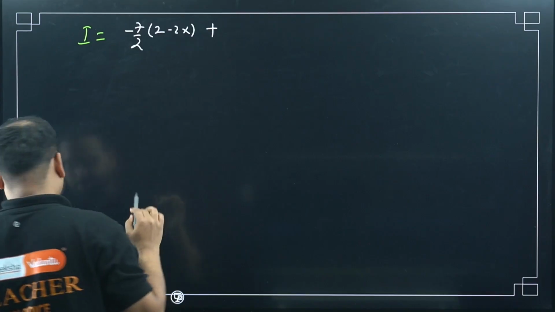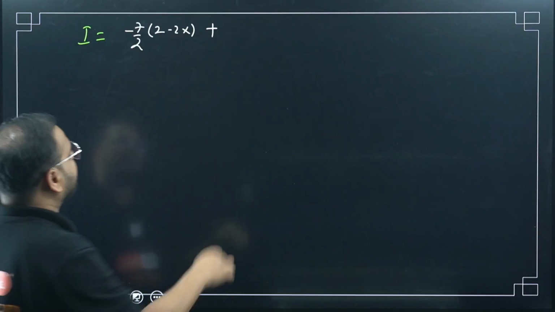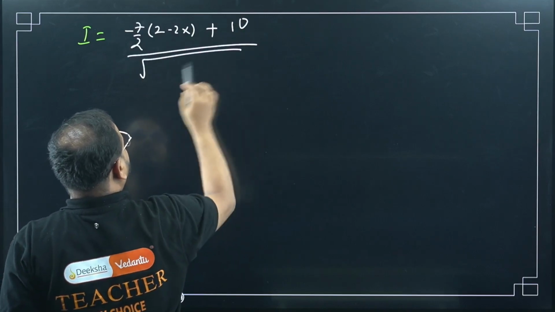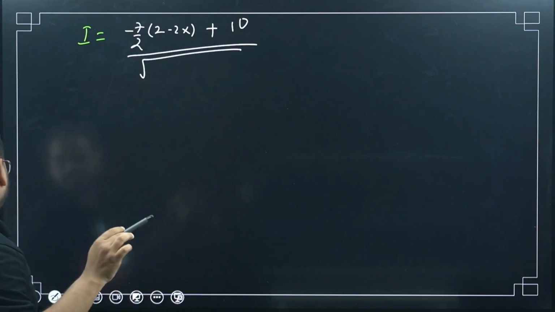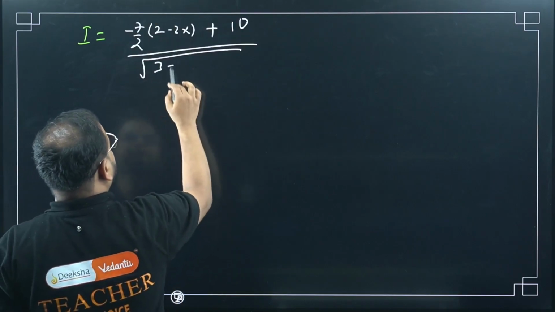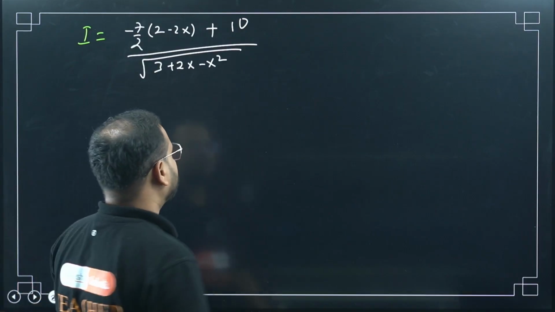Plus b. What is b? 10. So I'll write here plus 10 divided by the same thing. What was it? 3 plus 2x minus x square. This is okay. Now please have a look.